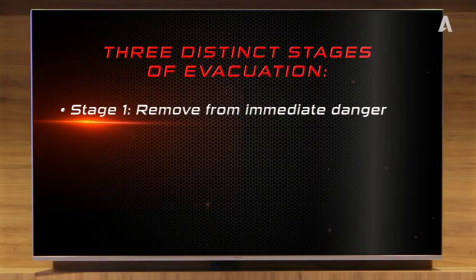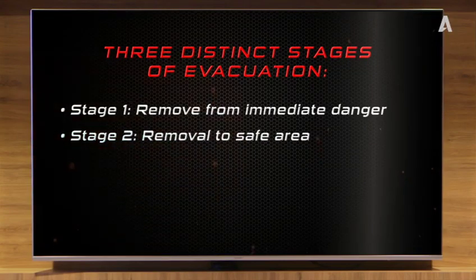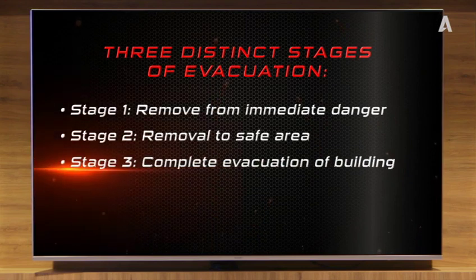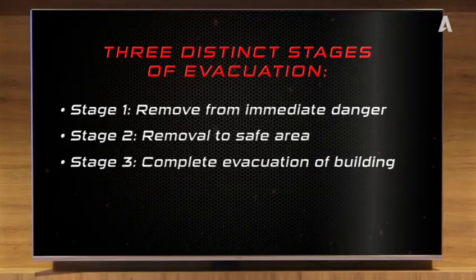There are 3 distinct stages of an evacuation. Stage 1 sees a person removed from immediate danger. Stage 2 involves removal to a safe area. That usually means through the nearest set of fire or smoke doors. And stage 3 is the complete evacuation of the building where everyone goes to an emergency assembly point.